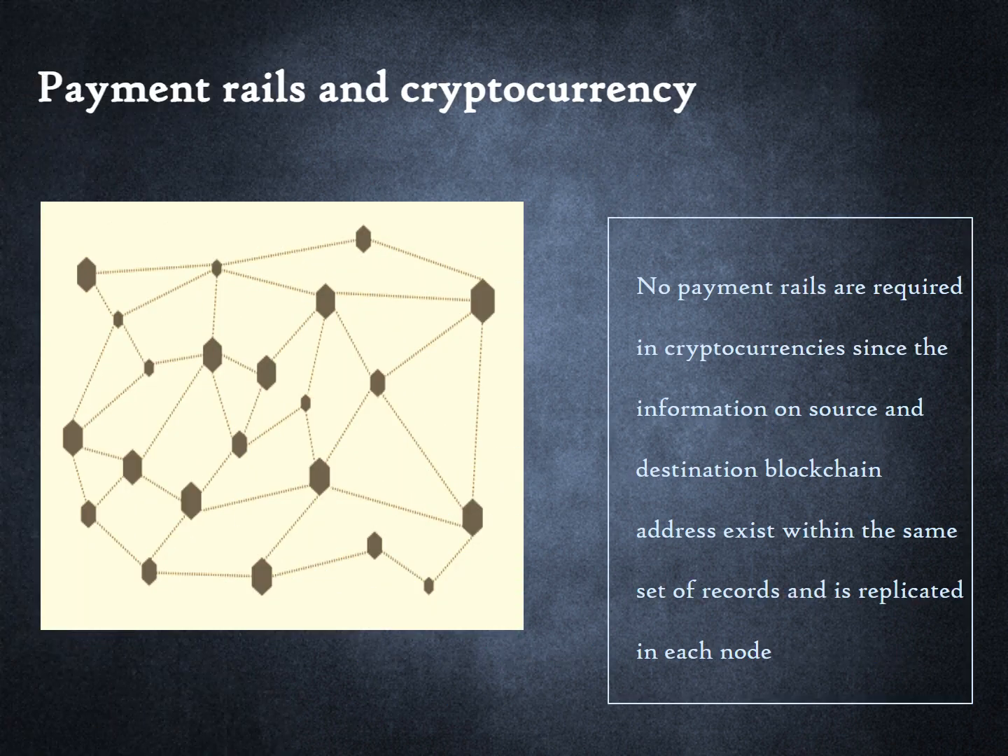When we are transferring cryptocurrency from one blockchain address to another, there is no need for payment rail. This is because the information on source and destination blockchain address exist within the same set of records and is replicated in each node. No third party is required to connect the source and destination.